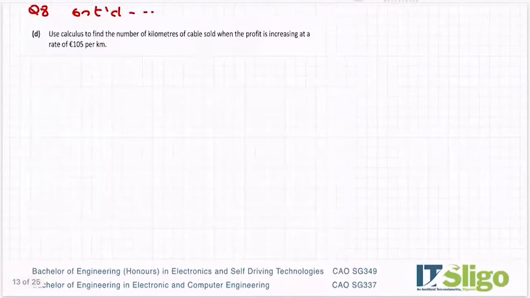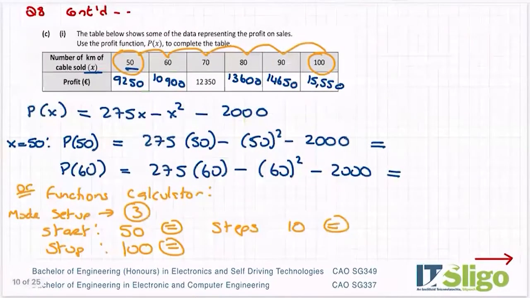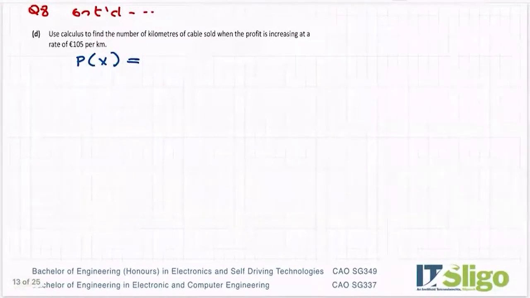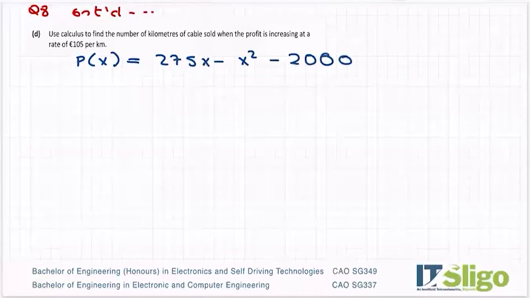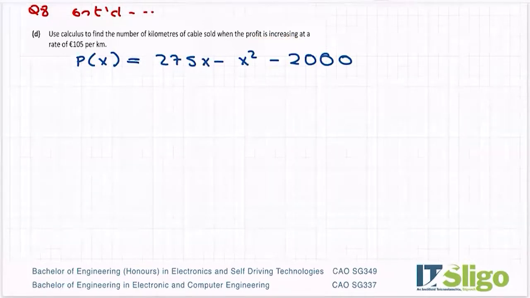Use calculus to find the number of kilometres sold when the profit is increasing at a rate of 105 per kilometre. Anytime they ask for profit, we know we're working off the P of x formula, which is 275x minus x squared minus 2000. So use calculus, which means we have to differentiate it. Remember, calculus is the rate of change. When something is increasing or decreasing, that's changing, and it's a rate of change.